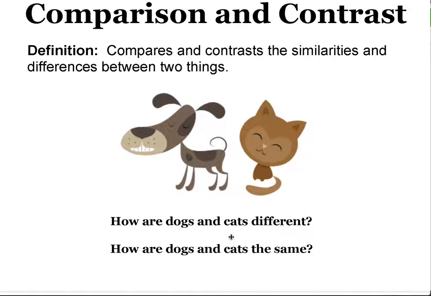So I could say, how are dogs and cats different? Well, they're different animals. Dogs are usually bigger, cats are usually smaller, but they're the same because they both have fur and they're both pets.